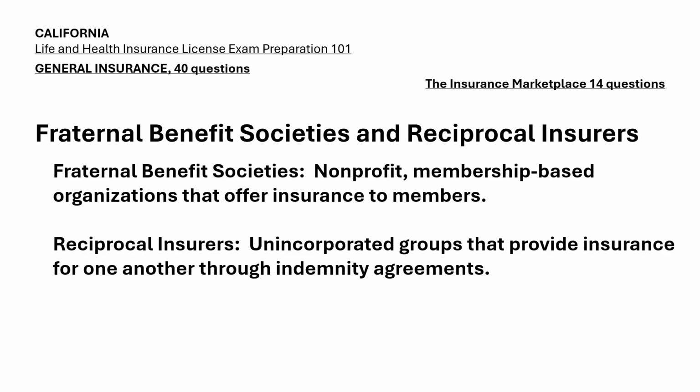Fraternal benefit societies are non-profit, membership-based organizations, often rooted in religious, ethnic, or charitable groups. They provide insurance exclusively to their members, and any profits are often used to support the society's broader mission. Reciprocal insurers, on the other hand, are unincorporated groups of individuals or businesses that agree to provide insurance for one another. Each member is both an insurer and an insured, and they share risk through indemnity agreements. These are less common but still play a role in certain specialized insurance markets.